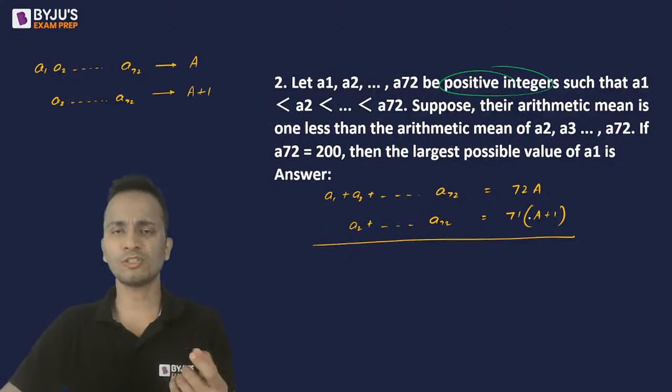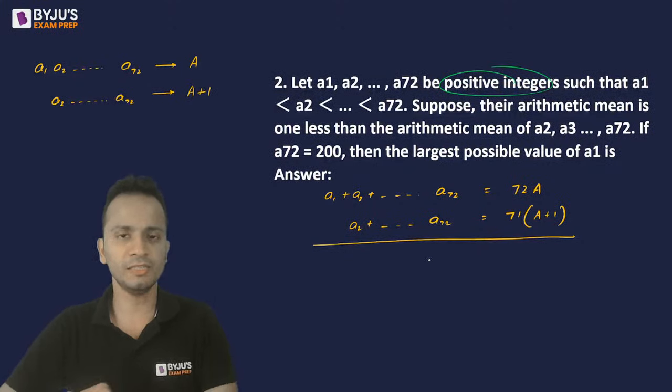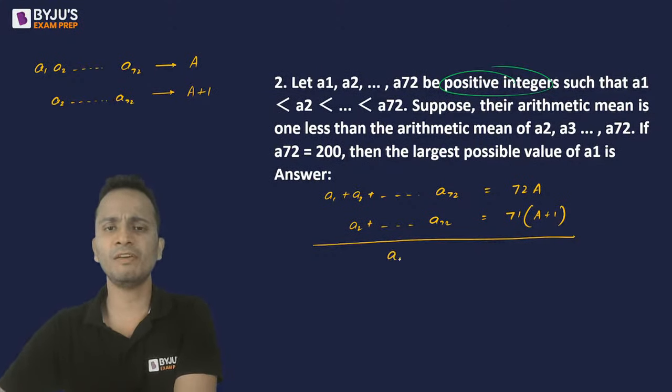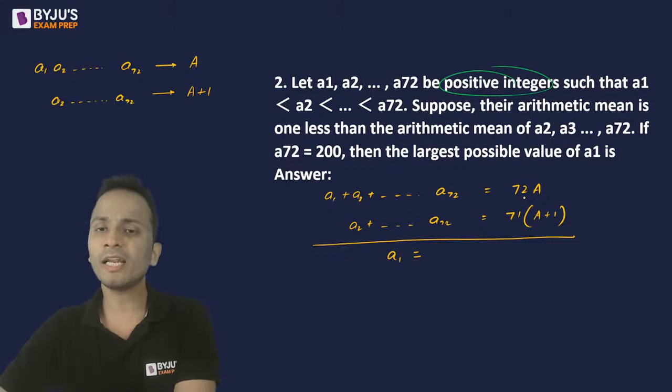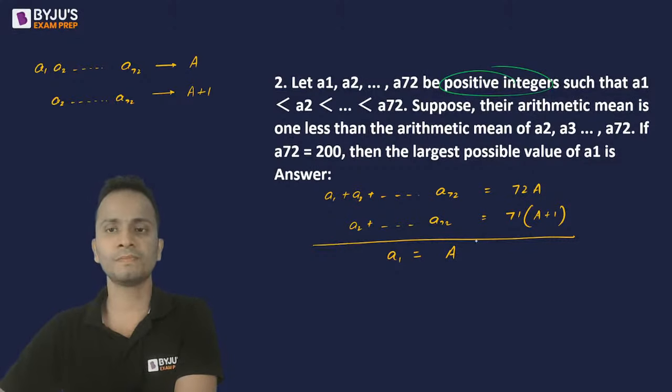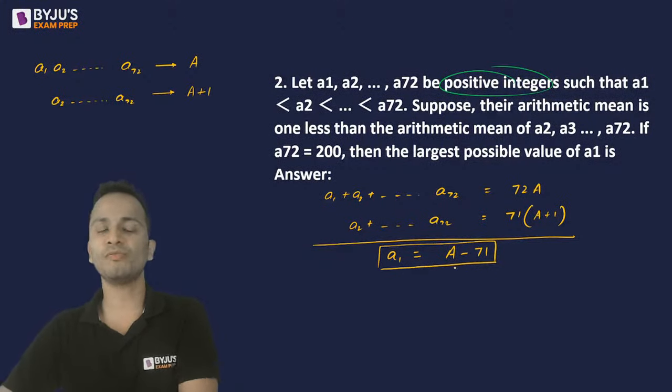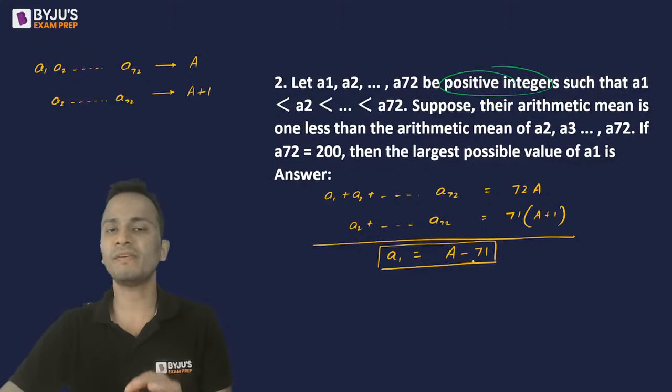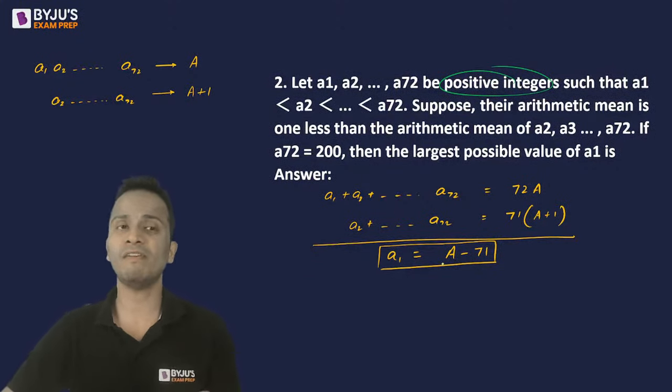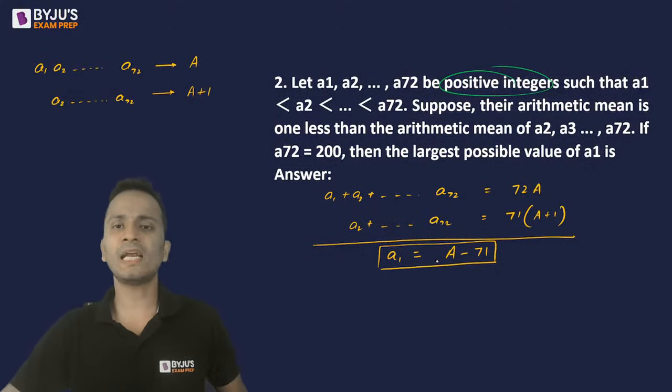I'll subtract. So first equation minus the second equation. ठीक है? Subtraction करते हैं. So on the left hand side I'll be left with only A1 and on the right hand side I will have 72A minus 71A, that is A, and then minus 71. So the value of A1 will be dependent on the value of the average and it will be 71 less than the average. All right. So A1 is equal to capital A minus 71, where capital A is the average of these 72 terms. Right.